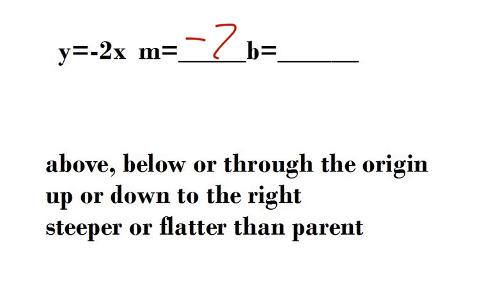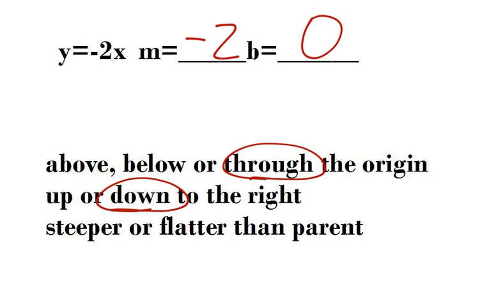My slope is negative 2. My y-intercept is still 0, so it's going through the origin. I have a negative slope this time, so it's going to go down to the right. And do not look at the sign, just look at the number. We're comparing 2 to 1. 2 is bigger, so it's steeper than the parent function.